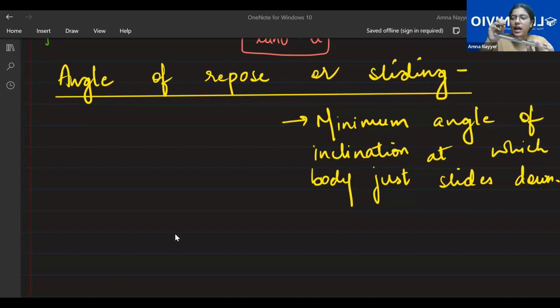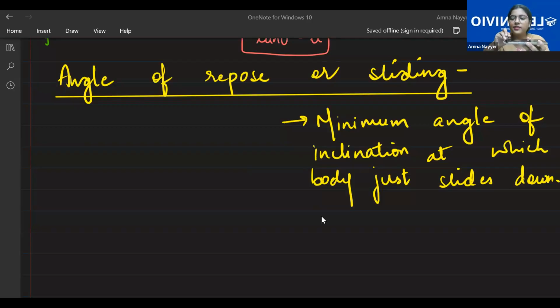Now see what happened here. When I had it, it was like this initially. Now, as soon as I inclined it a bit, this was the angle at which the pen was about to move, and then it moved. So this angle, if you see it very slowly, this angle that initially forms when the object is just about to slide or just begins sliding, that is known as the angle of repose. It is the minimum angle of inclination at which the body just slides down. Minimum angle of inclination, the angle at which the body is just about to slide.